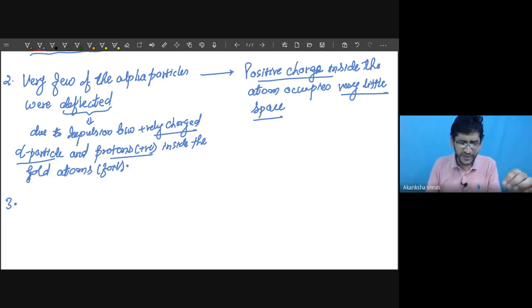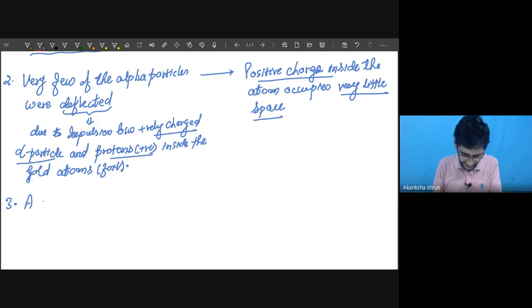The third observation was very few, means even 1 out of 10,000 was returning back. This indicates the alpha particle has hit the center point where the entire mass and charge is present, so that it has rebounded back. So write that third observation: very few alpha particles, 1 in 10,000 or even 1 lakh we may consider, were rebounded on hitting the gold foil.